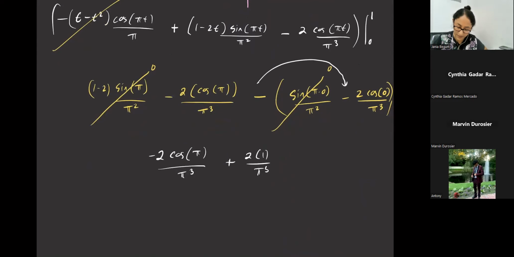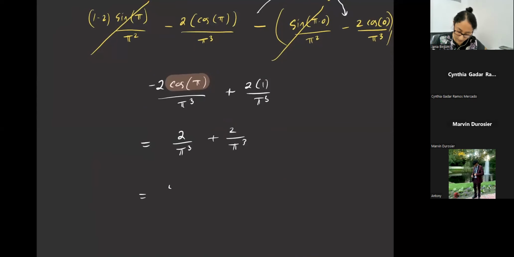Now, this one right here, we also know this value, right? Cosine of pi is -1, so -2 times -1 is +2 over pi cubed, plus 2 over pi cubed, which leaves us with 4 over pi cubed. So that will be the answer to this definite integral. Let me know if anyone has any questions.